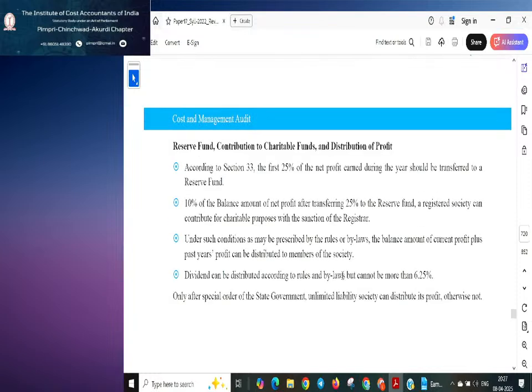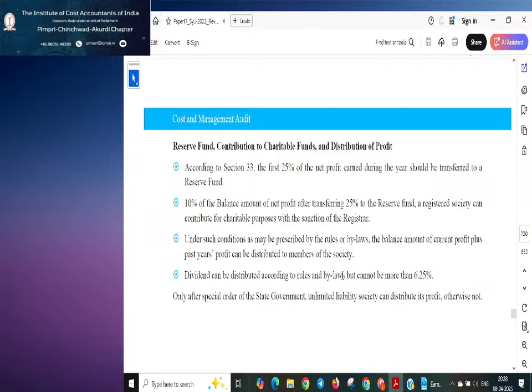We'll finish this off. Reserve fund, contribution to charitable funds and distribution of profit. This is very, very important. What is the guiding rule for the reserve fund? How do you contribute to charitable funds and how are your profits going to be distributed? According to section 33, the first 25% of the net profit earned during the year should be transferred to a reserve fund. That is very, very important. So 25% of the profit should go there.